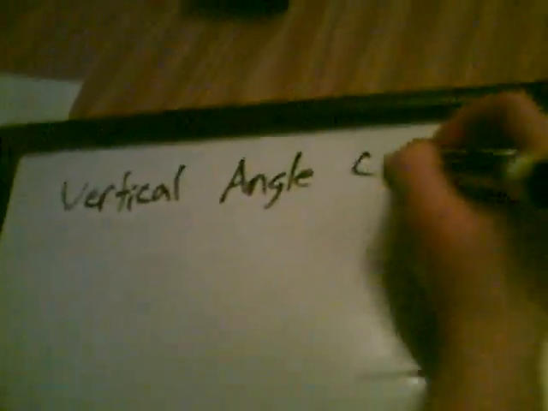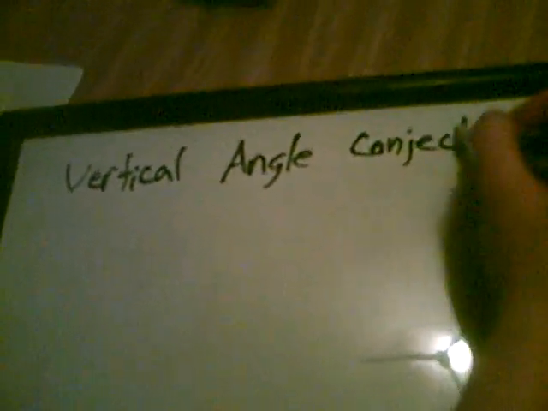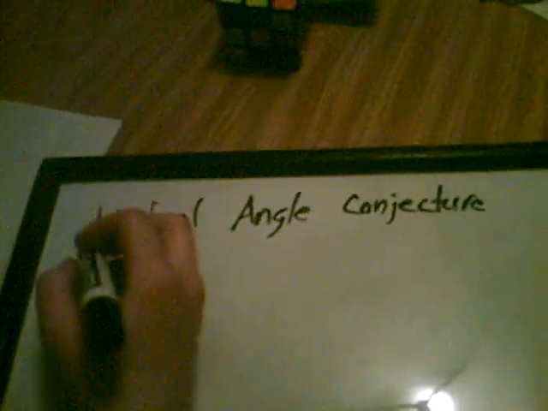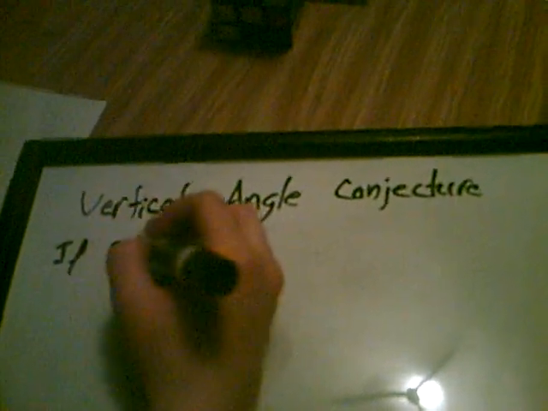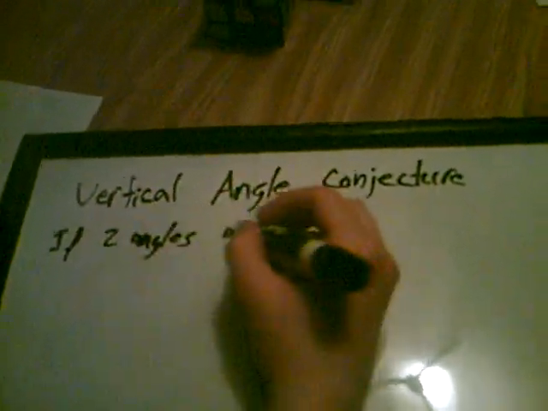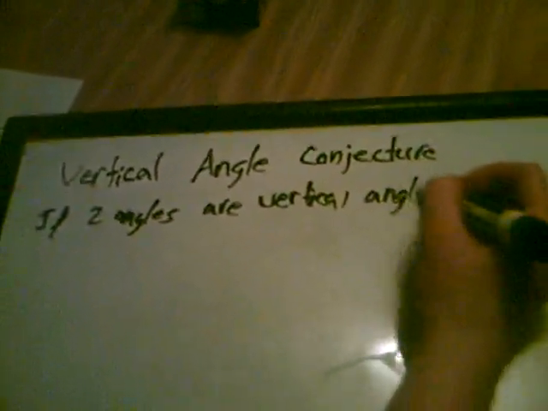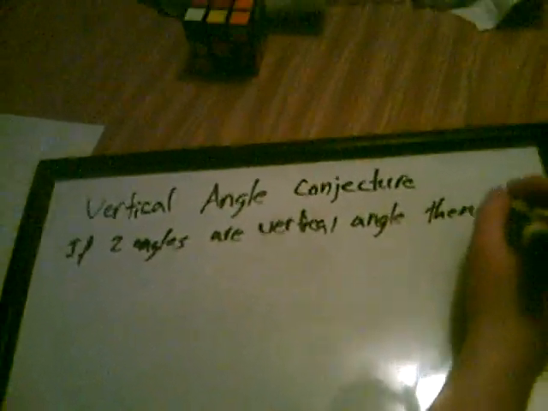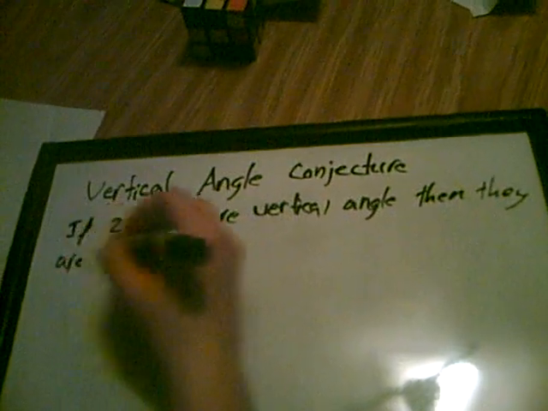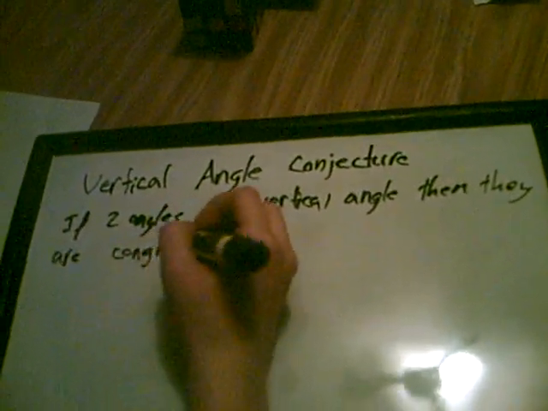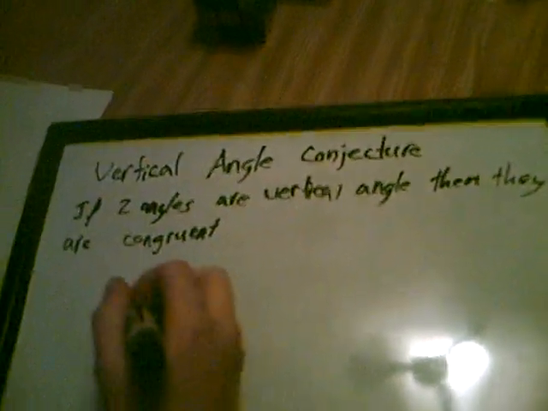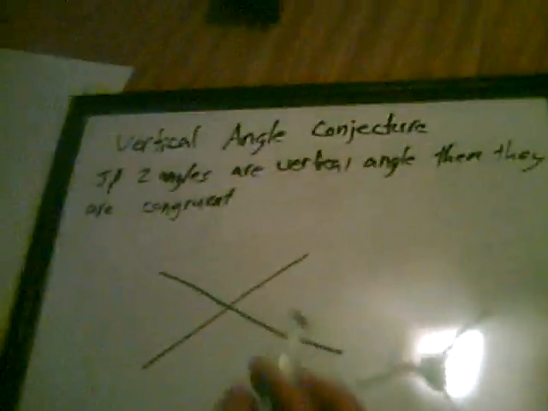But since we know this, we can prove the vertical angle conjecture, which we've already talked about earlier. These conjectures are really important because they're necessary for proving other things in proofs. You can use these to base other proofs off of. The vertical angle conjecture states if two angles are vertical angles, then they are congruent. And actually, we can prove this one using the linear pair conjecture that we just had. So we're going to have the two intersecting lines, like we have in both cases.